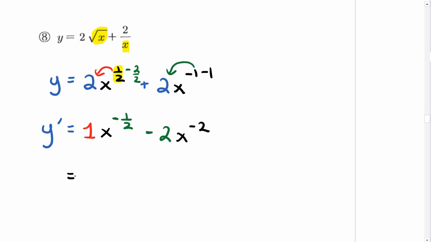Okay, let's see if we can simplify this. There's the 1 here, and then this part right here gets parked on the denominator as 1 over root x. Okay, and then I have my minus 2 in green, and then this part right here gets parked on the denominator as 1 over x squared, right? So there it is, 1 over root x minus 2 over x squared.